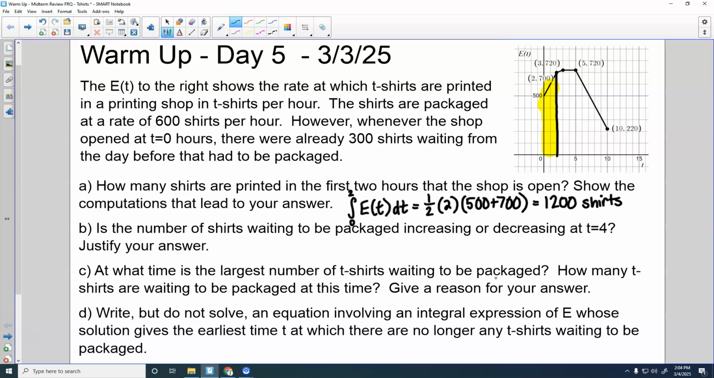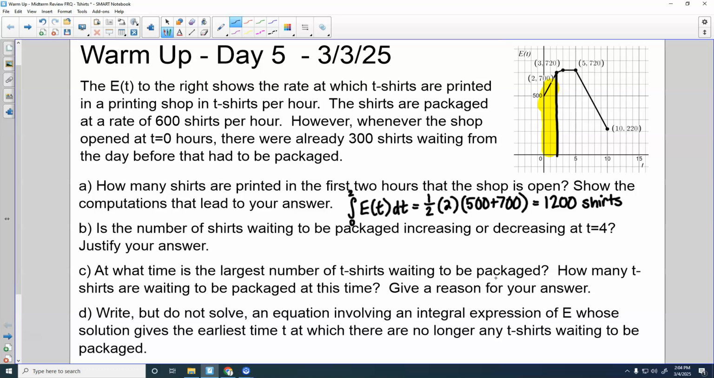Okay, questions on that part? Okay, B says, is the number of shirts waiting to be packaged increasing or decreasing at t equals 4? Justify your answer. So what do you think on this, increasing or decreasing? Increasing. What is our reasoning?